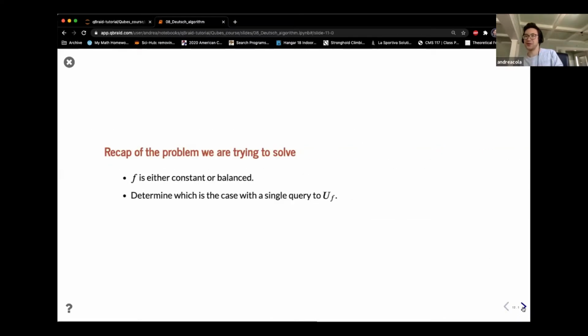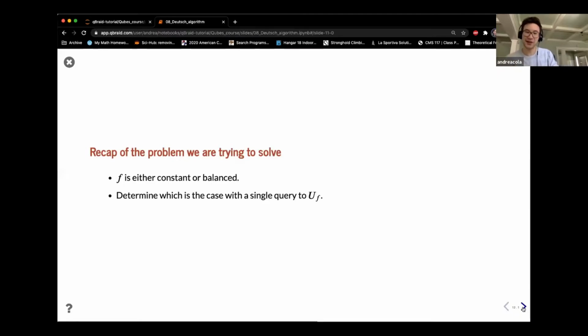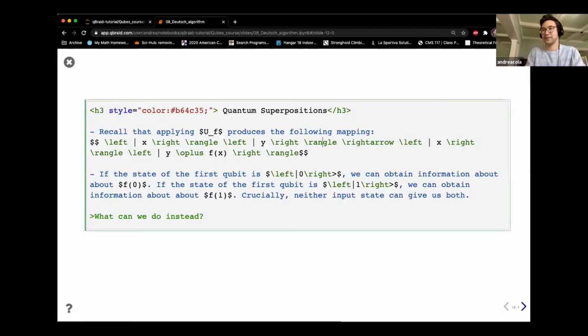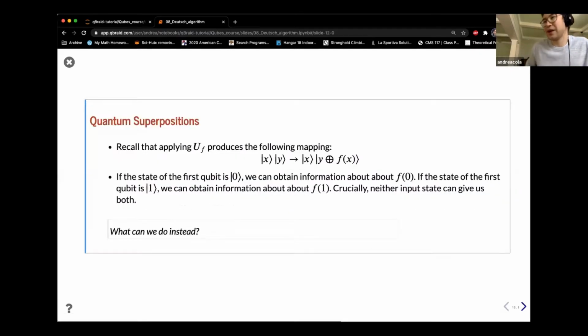Now, classically, even with access to such a function, you would take two queries to determine exactly if f is constant or balanced. The algorithm that we'll see only takes a single query, which is quite remarkable. Okay, so what can we try to do quantumly that it's not possible to do classically?